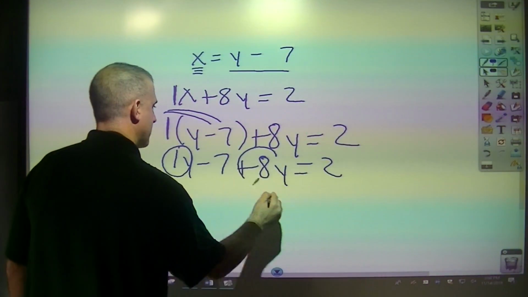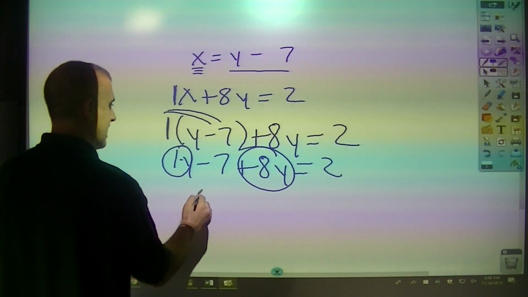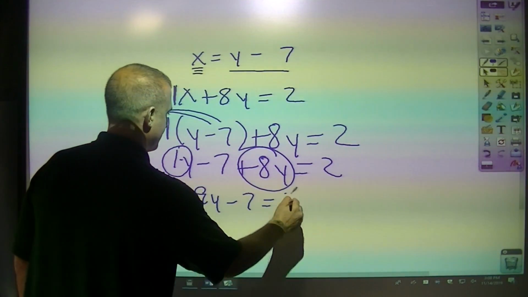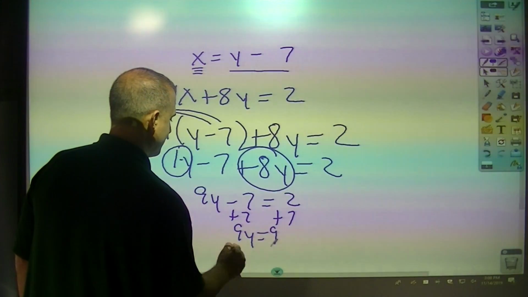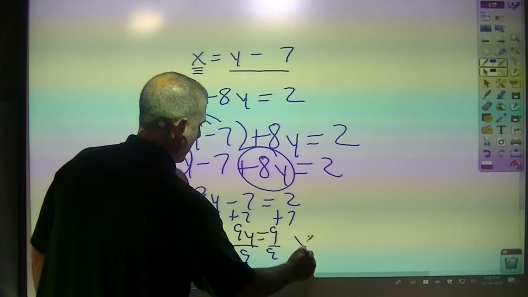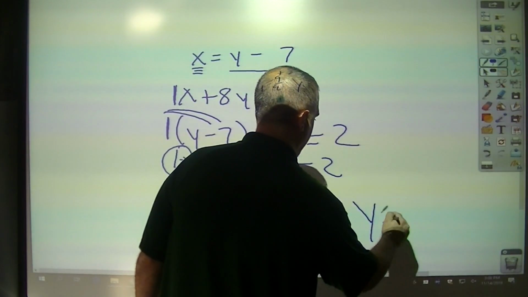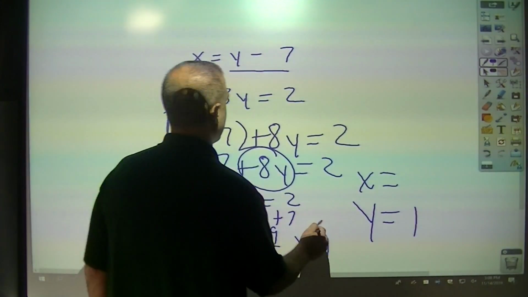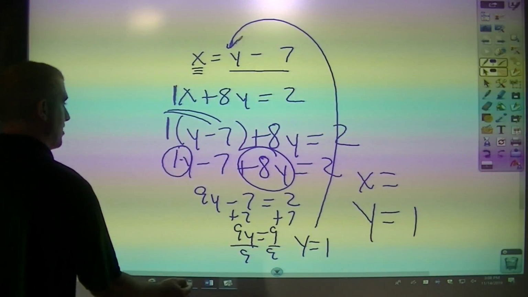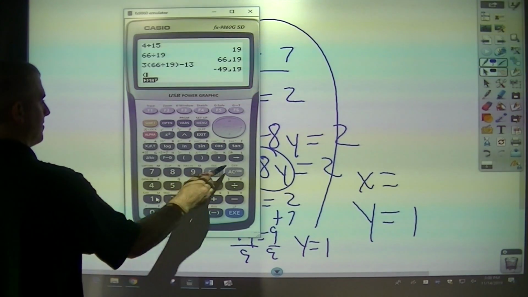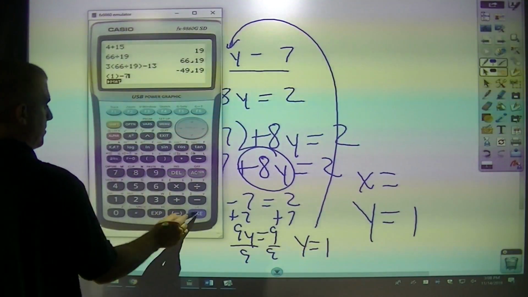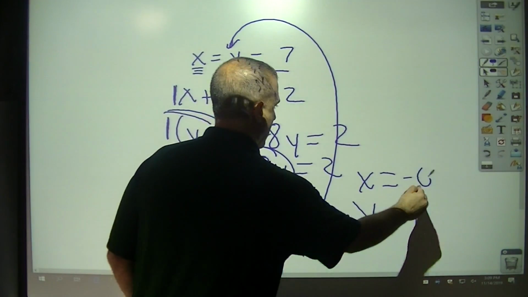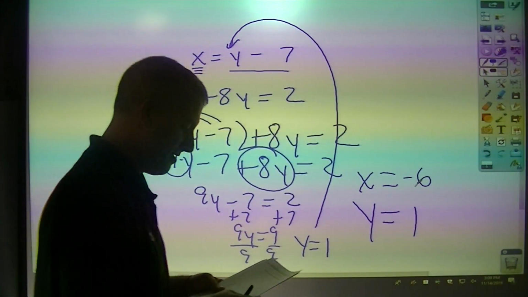All right, the y's would combine. 1y and 8y would be 9y. Add 7, 9y equals 9. Divide by 9, y equals 1. So once again, I got a y answer and I have an x answer. So all I'm going to do is take that 1, put that 1 right back in there. So 1 minus 7. So all I'm doing is replacing that. It's negative 6. So that would be my other answer.